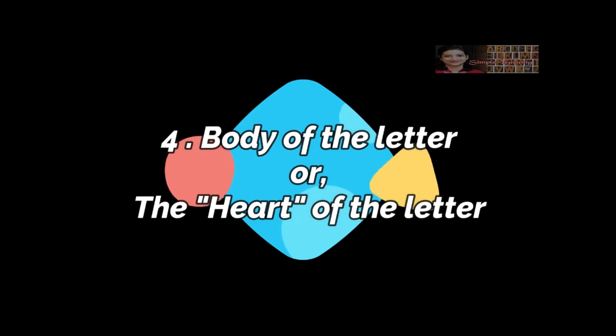The fourth point is the body of the letter. The body of the letter is the main written portion of a letter. Begin the body about 2 lines below the salutation. It contains the message you want to convey.